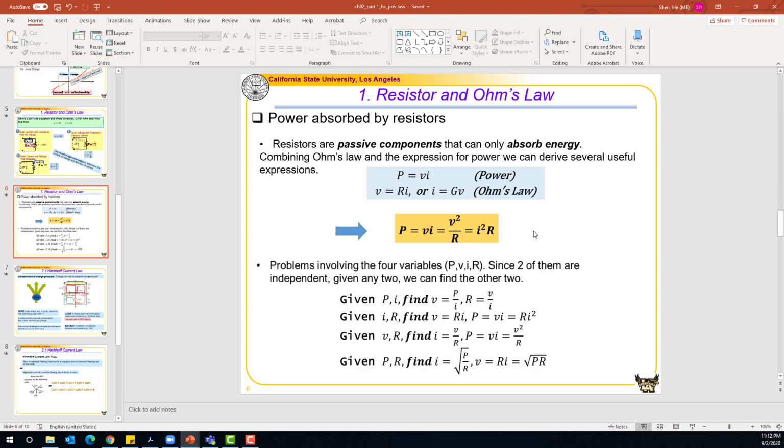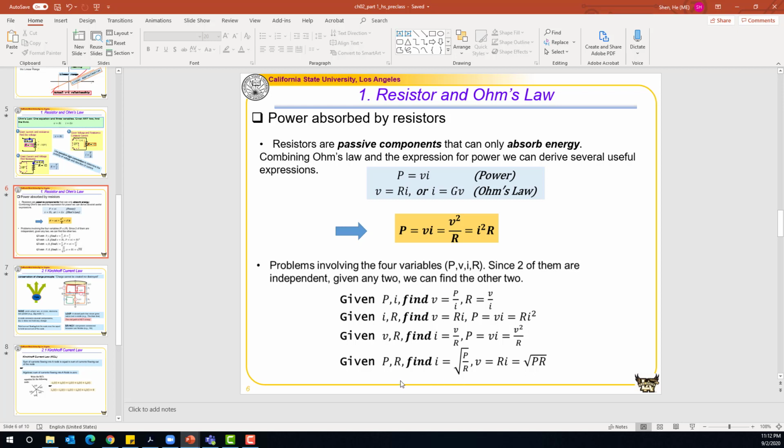Now in these relationships, we have 4 variables in total: P, V, I, and R. Since we have 2 equations, we know that only 2 of them are independent. So given any 2, we'll be able to find the other 2. I have listed these 4 different cases over here. Given the power and the current, you will be able to find the voltage and the resistance. Given the current and resistance, you will be able to find V and P. Given V and R, you can find I and P. Given P and R, you'll be able to find I and V.